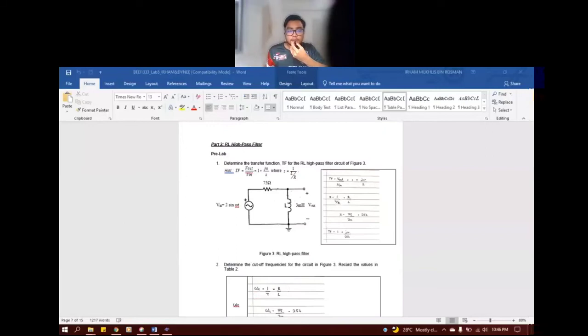Assalamualaikum. My name is Irham Mukhlis bin Rosman, and I will present part 2, the RL high pass filter in lab 5. First, for the transfer function, this is what we get using the formula that is given. We get TF equal to 1 plus j omega over 25k.